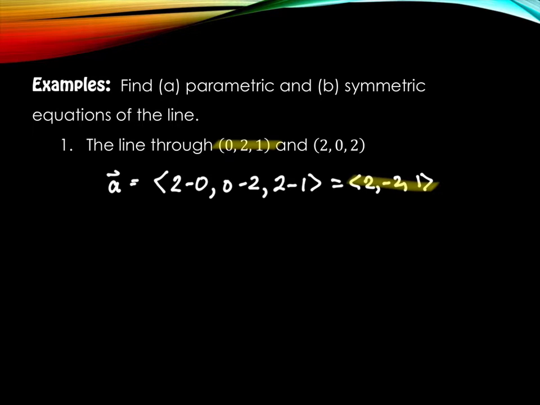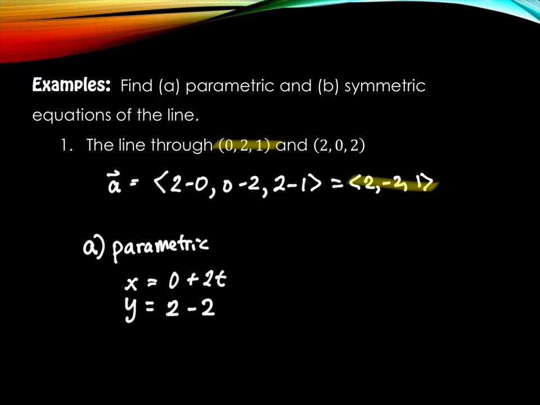The first one says parametric in terms of part A, so we will do parametric first. So parametric, the first one will be x. So x is 0 plus 2t, point 0, direction 2. There we go. Y is equal to 2 minus 2t, point 2, direction negative 2. And then the z is going to be equal to 1 plus t.